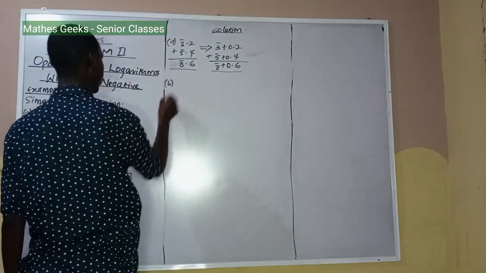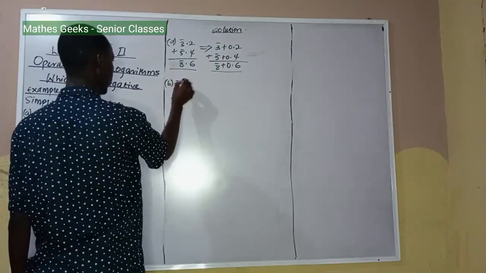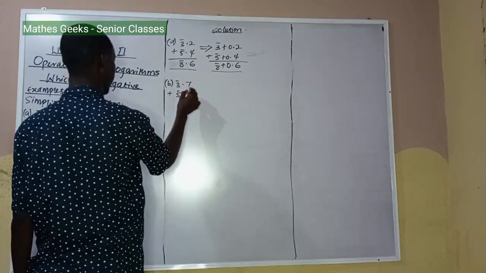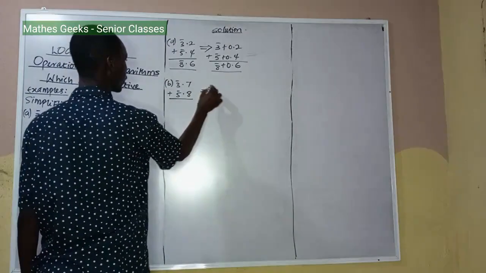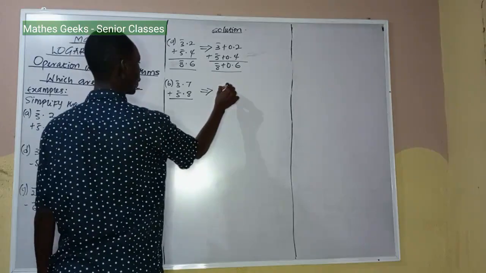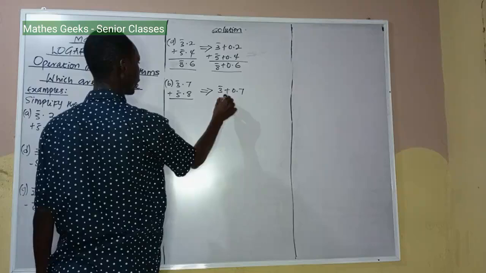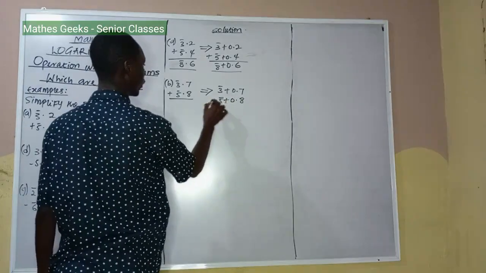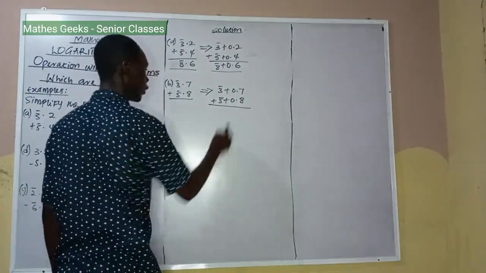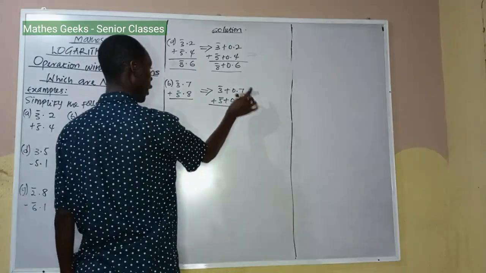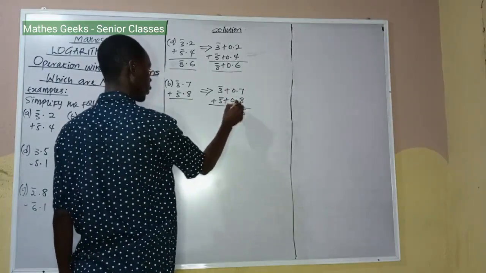And B, bar 3.7 plus bar 5.8. So let's come over here. Bar 3 plus 0.7, bar 5 plus 0.8. 7 plus 8 will give us 15 points. Carry 1 over. 0 plus 0 is 0, plus 1.